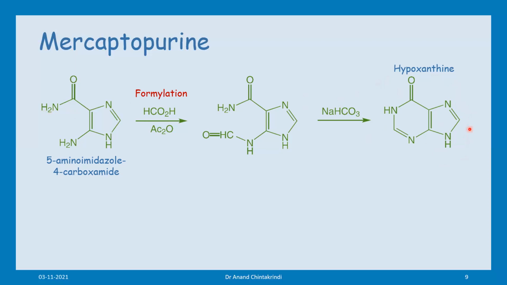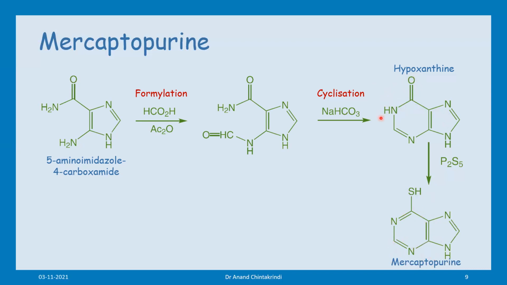Now, the last step in this case is to react with phosphorus pentasulfide to replace this hydroxy. I've said hydroxy because it forms this keto-enol tautomer. So the hydrogen from here will go to this carbonyl group to form the hydroxy group, which when reacted with phosphorus pentasulfide, you will get the formation of mercaptopurine.